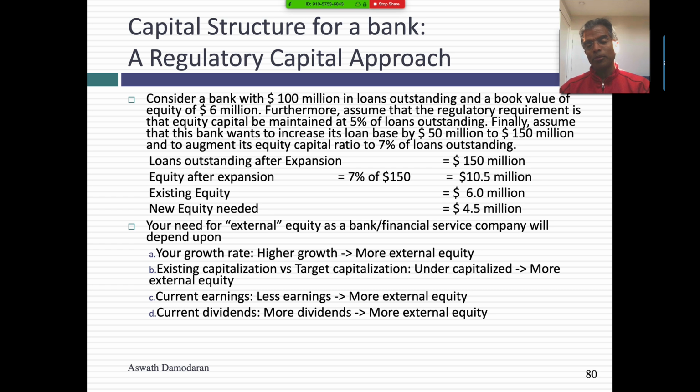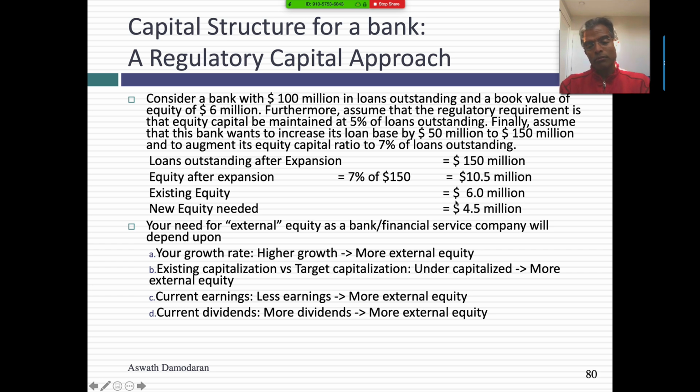So it's above the minimum right now, but the people running this bank are conservative. They want to raise the equity capital ratio to 7%. And they want to increase the loans they're going to give out next year to $150 million. So here's the question I want to answer. How much equity will this bank need to have next year? So next year, I will have $150 million in loans. 7% of 150 is $10.5 million. I have $6 million, so I need an extra $4.5 million in new equity.